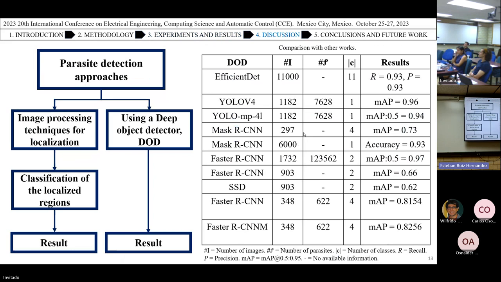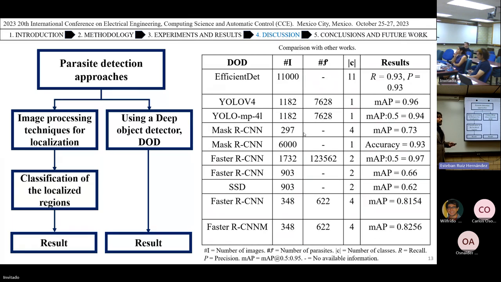So now let's go to the discussion. It is kind of hard to compare with other works because we are using our own dataset. So we consider, first of all, the approaches that use an object detector, because we see in the literature that it is very common to use an image processing technique for the localization and then the classification. But as we are using a deep object detector, we are only comparing with those works that use object detectors too.